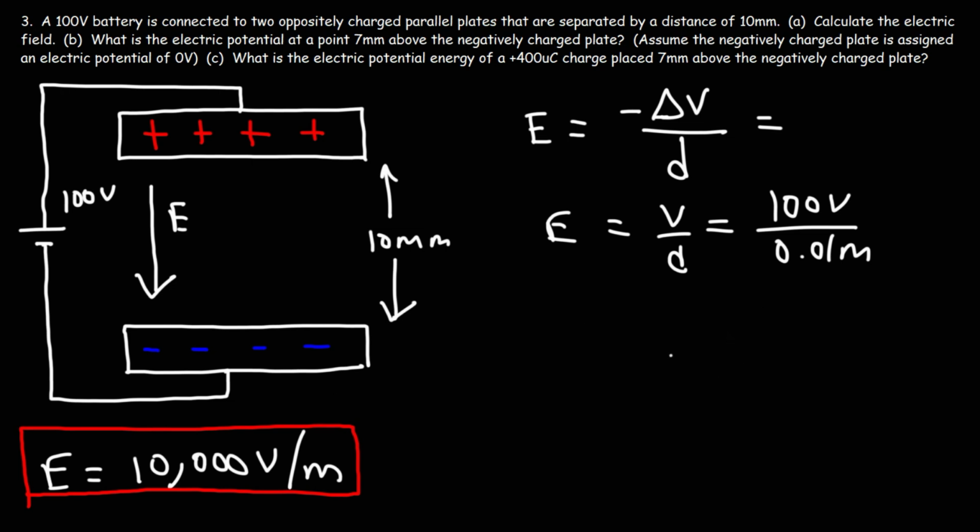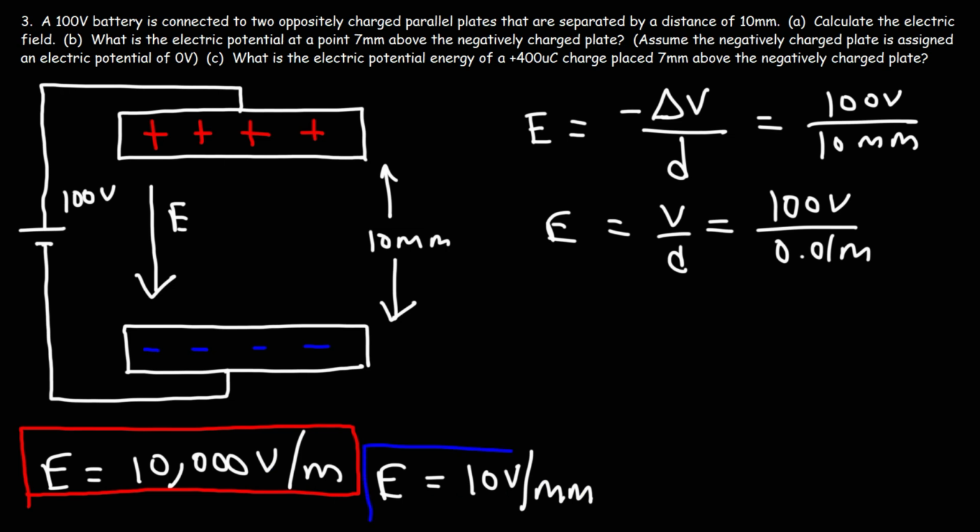Now if we want to get it in volts per millimeter, we could have done 100 volts divided by 10 millimeters. And we could say that the electric field is 100 divided by 10, which is 10. So it's 10 volts per millimeter. So if we move by a distance of 1 millimeter between these parallel plates, the electric potential will change by 10 volts.